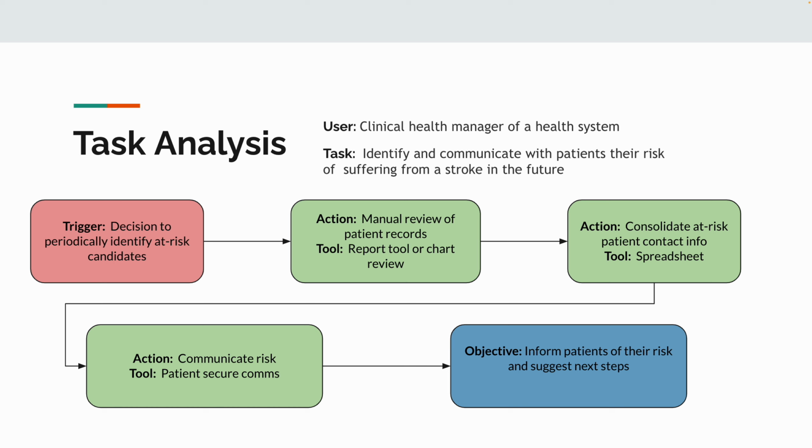At this point, they would then communicate the risk to the patients that had a higher risk, and they could use either patient secure comms, phone calls, or other ways to communicate with the patients. And then, of course, the objective is to inform the patients of their higher risk of stroke and suggest next steps to avoid having a stroke in the future.